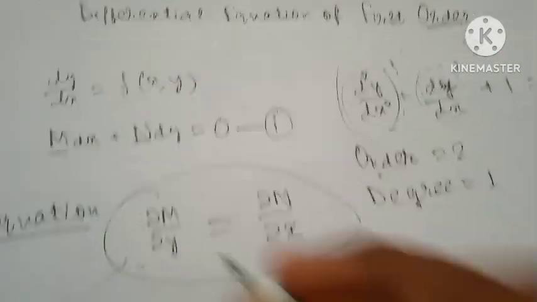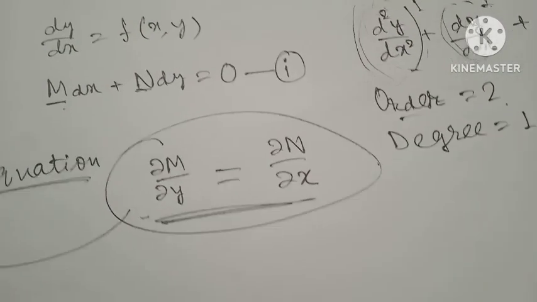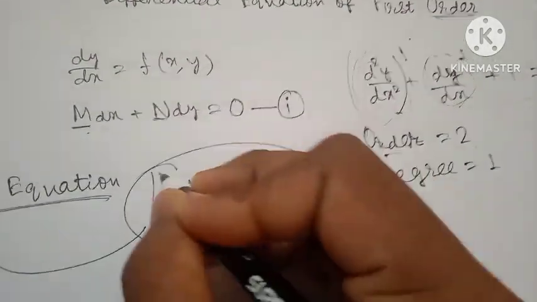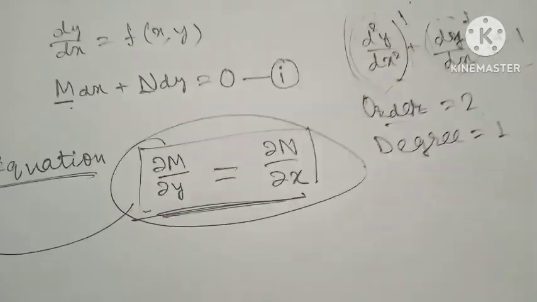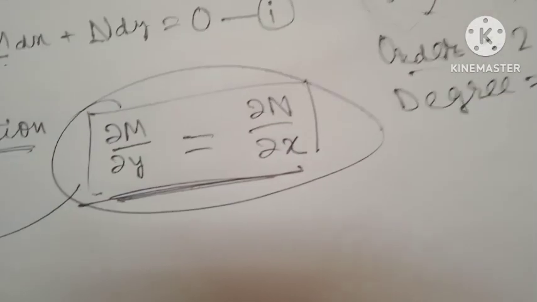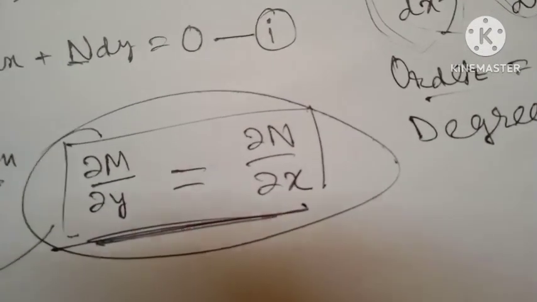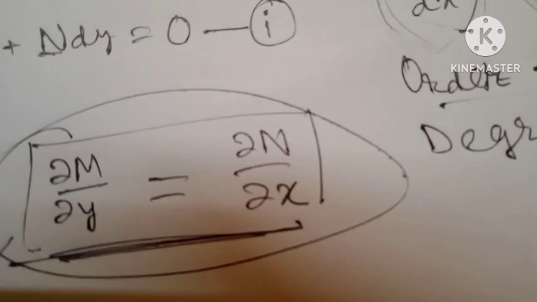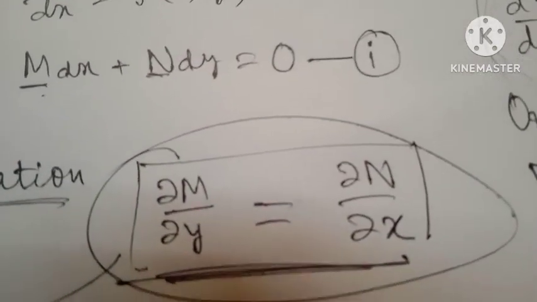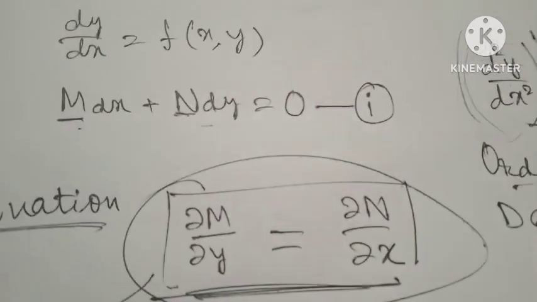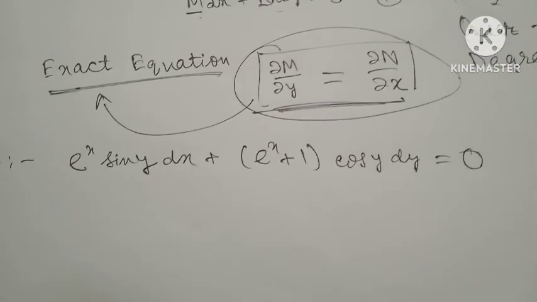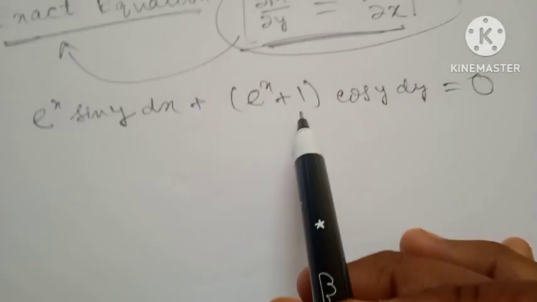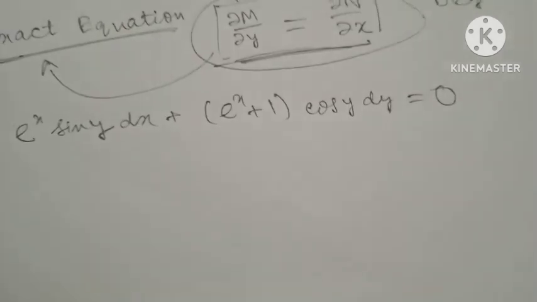If these two values are equal, then only we can say that the equation is an exact equation. So for being an exact equation, we have to satisfy this condition that partial differentiation of M with respect to y equals partial differentiation of N with respect to x, for this kind of equation, M dx plus N dy equals 0. For example, suppose this is an equation given: e to the power x sin y dx plus (e to the power x plus 1) cos y dy equals 0.